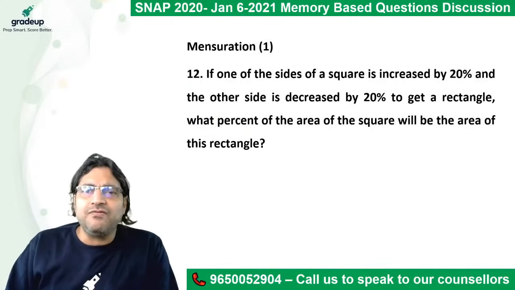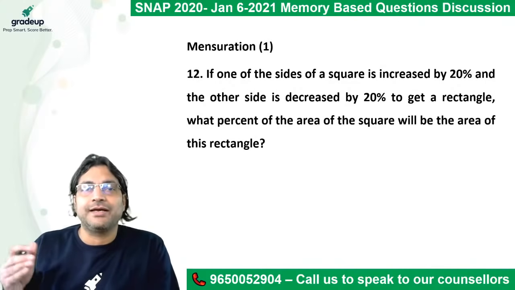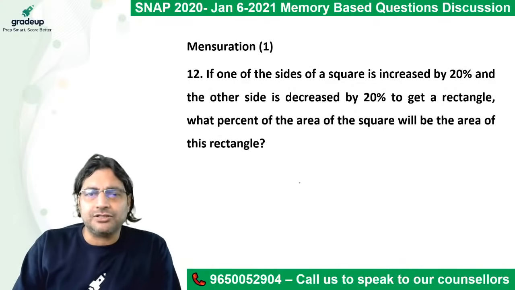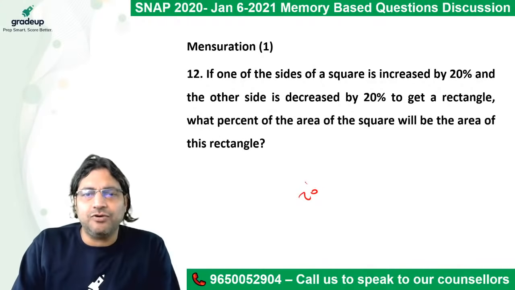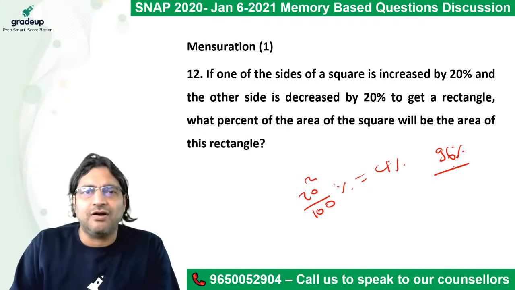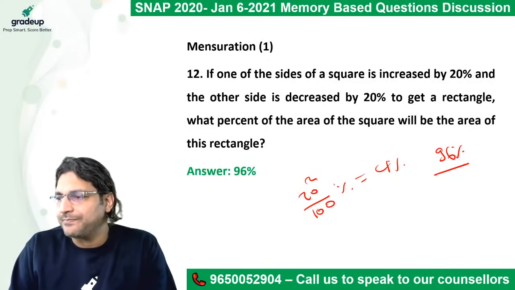If one of the sides of a square is increased by 20% and the other side is decreased by 20% to get a rectangle, so you're creating a rectangle out of a square, what percent of the area of the square will be the area of this rectangle? That is obvious. The reduction would be 20 squared by 100%, that is 4%. So it will reduce to 96% of its initial value. So the answer is 96%, which was one of the options, undoubtedly.